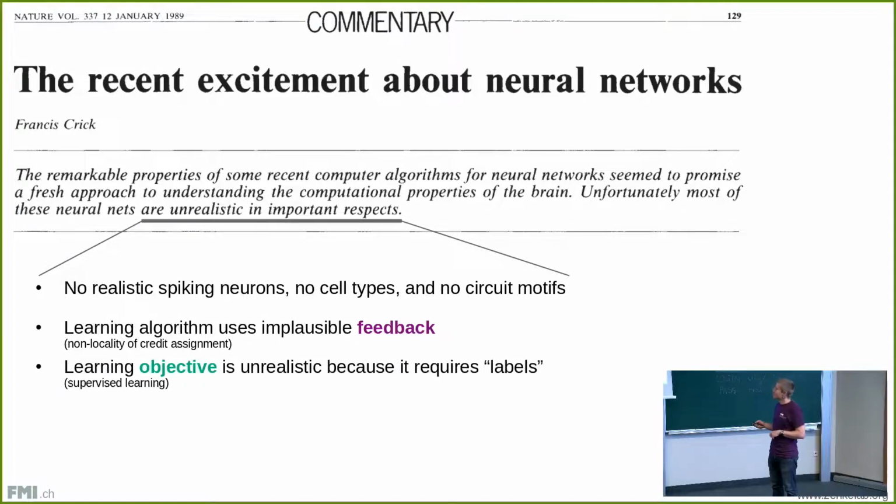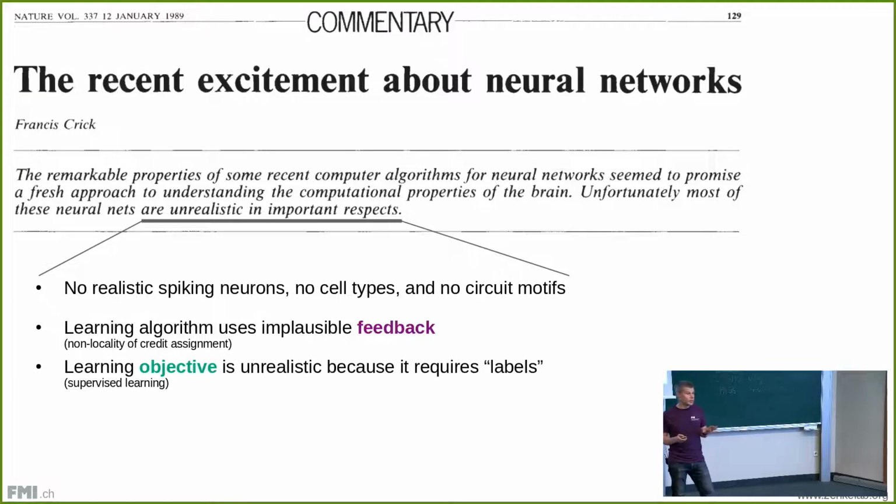So that's why there has been some recent excitement about these deep neural networks, but here recent really has to be seen in the greater context of 30 years. So nobody else than Francis Crick at the time noted that the remarkable properties of some recent computer algorithms for neural networks seem to promise a fresh approach to understanding the computational properties of the brain. Unfortunately, however, most of these neural networks are unrealistic in important respects. And Crick was absolutely right.